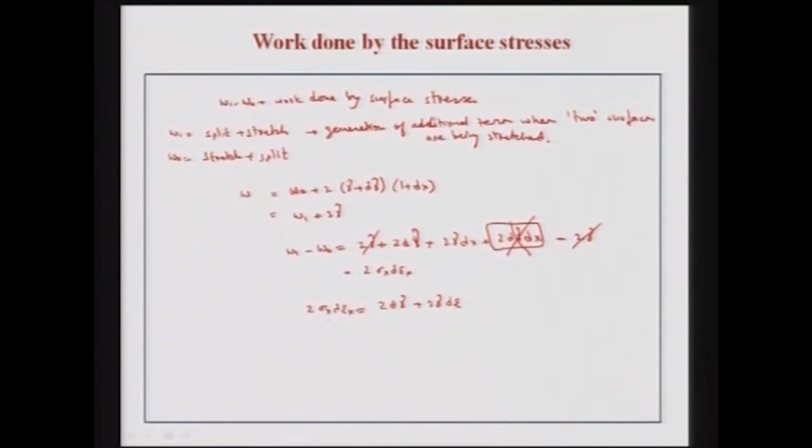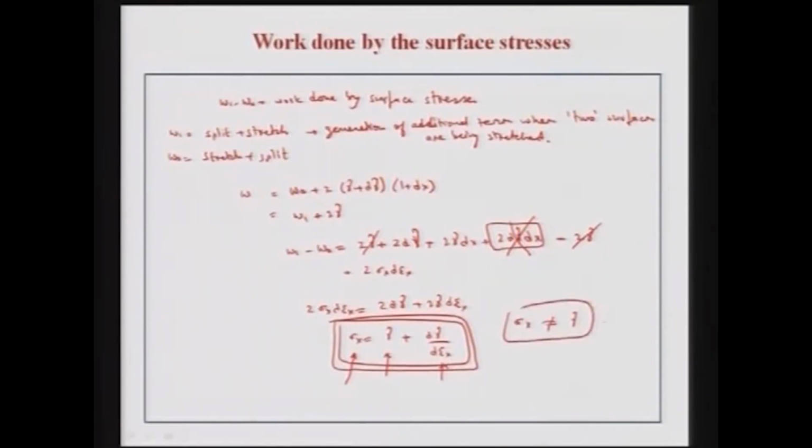So now we can see that d epsilon can be taken away, so sigma x is equal to gamma plus d gamma by d epsilon. So the work being done by the surface stresses equals the surface tension plus the change in the surface tension because of the stretching, due to the strain being generated in the material. So we can see that surface stresses and surface tension are not equal. Surface stress doesn't equal the surface tension in the case of solids.